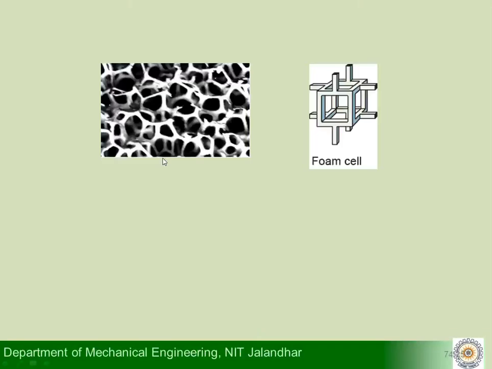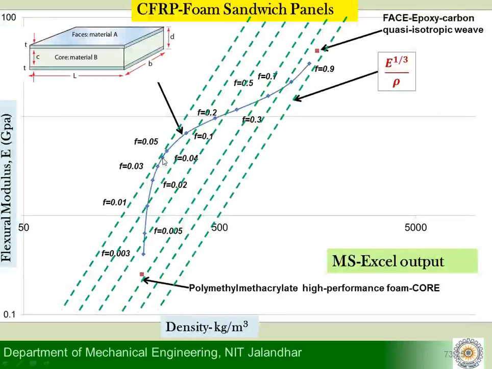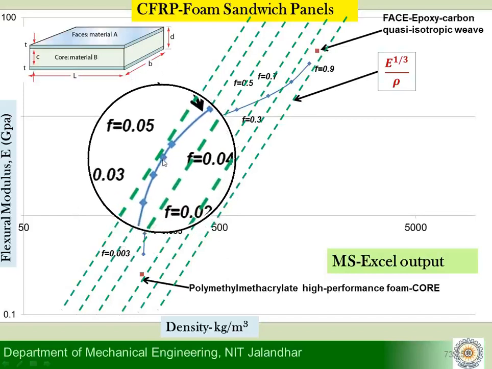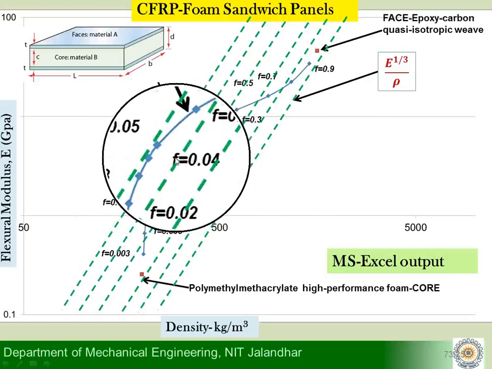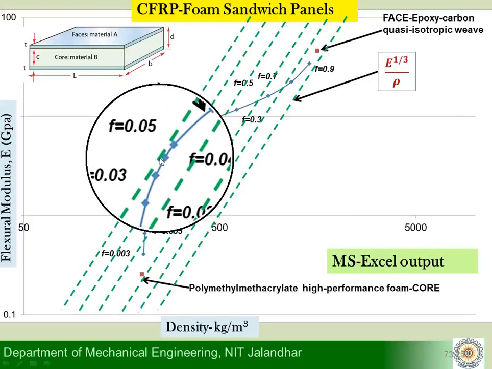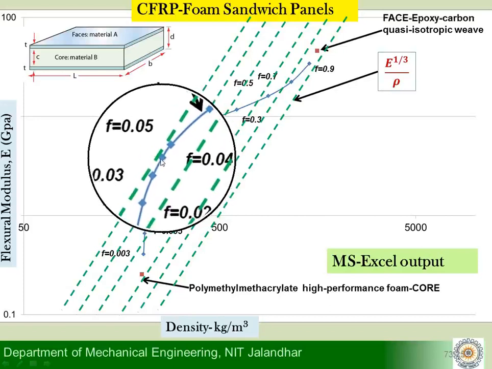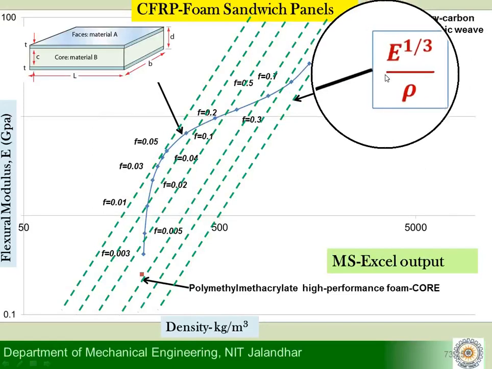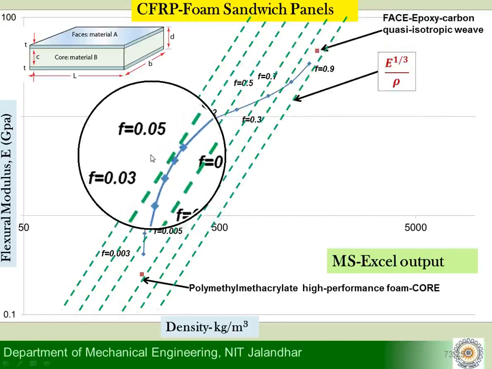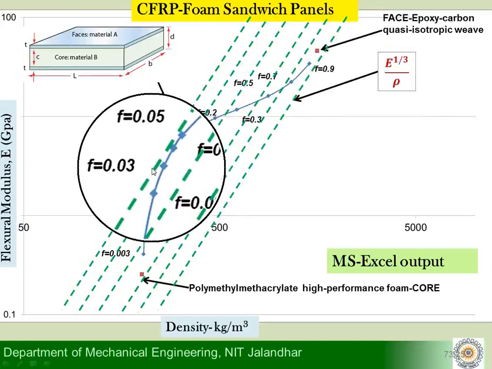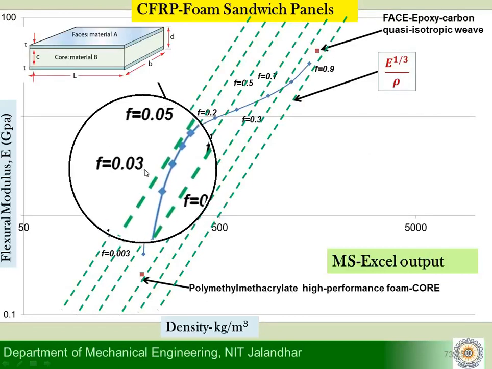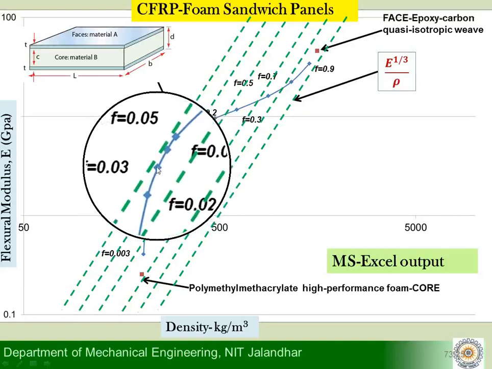Obviously, if I want to maximize this third root E by rho material index, we observe that this maxima is reached here somewhere, around F equal to 0.04. So when the volume fraction of the face is 0.04, at that point you achieve the highest value of the material index third root E by rho. But obviously this is for a given value of the constants B1, B2 or C1, C2, depending upon the geometrical conditions of the beam.